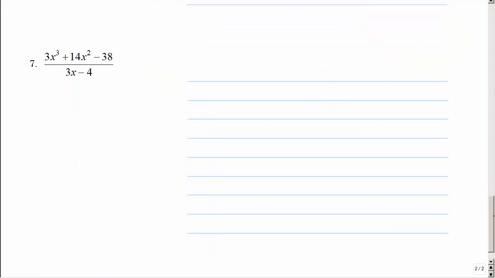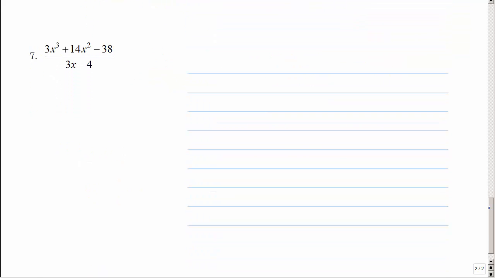Let's look at that last problem. Do we need any placeholders? Well, we have x cubed, x squared, but oh, we don't have any x's. So we take our divisor, we take our numerator, put our placeholder, and set up the problem. Now again, you could have more than one placeholder. You might not have any x squares or x's. Okay? You can have more than one. It's not always just for x.